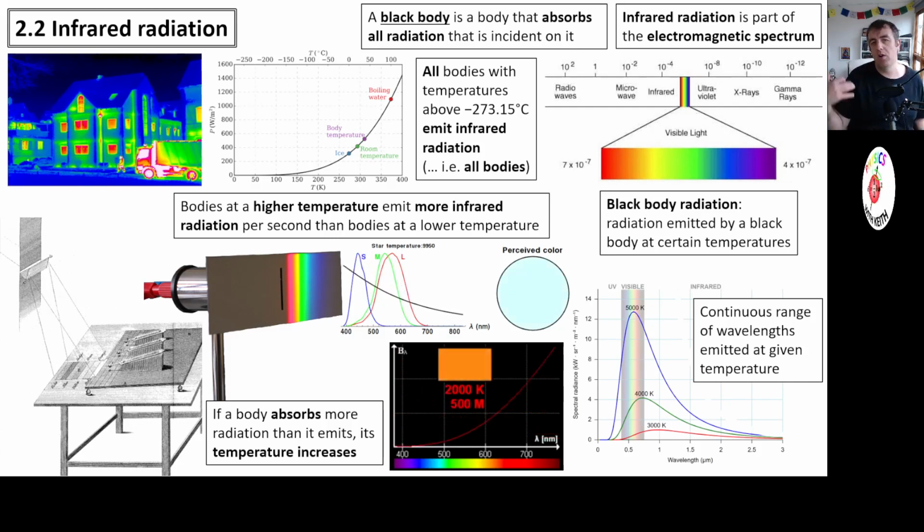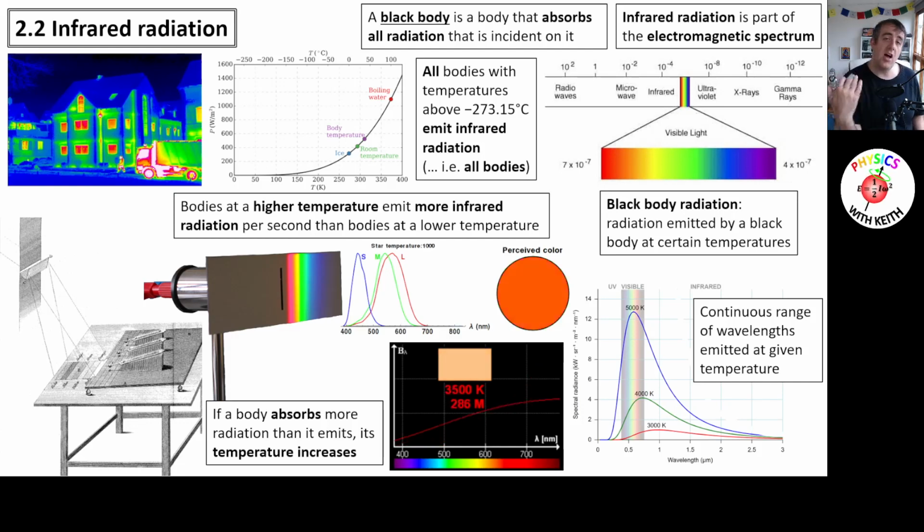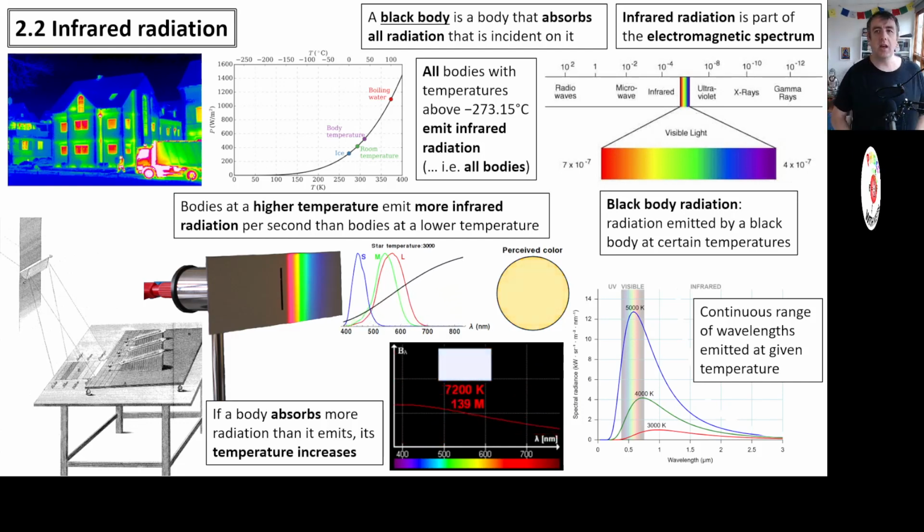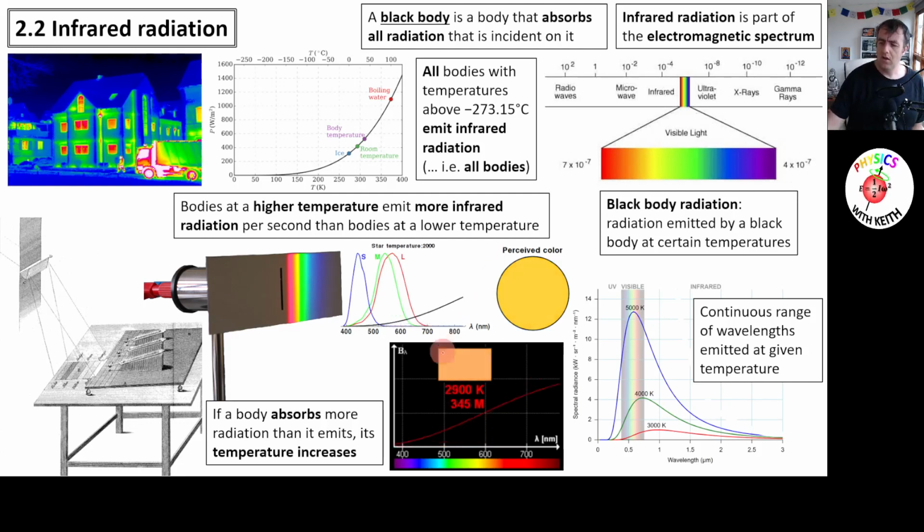So what we're saying is that blue objects, blue stars, an object that is radiating blue light as part of the black body spectrum, is at a higher temperature than a body that's radiating red light. So stars like Sirius are at a much higher temperature than stars like Betelgeuse, where Betelgeuse is a red star. And this graph down here is trying to show the same thing.